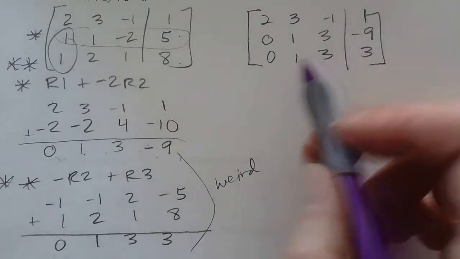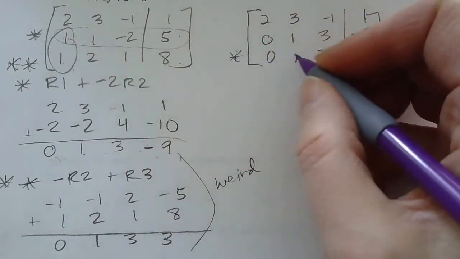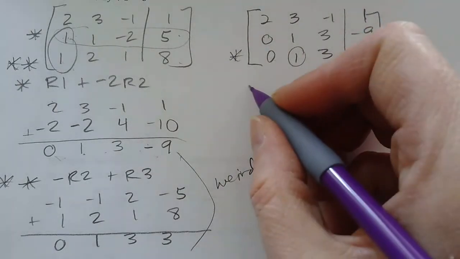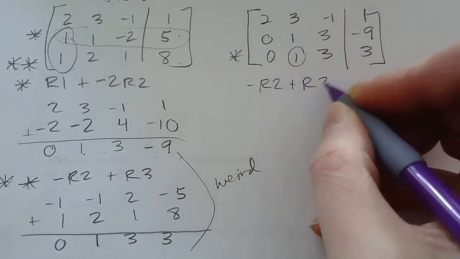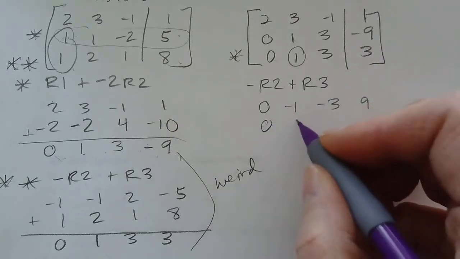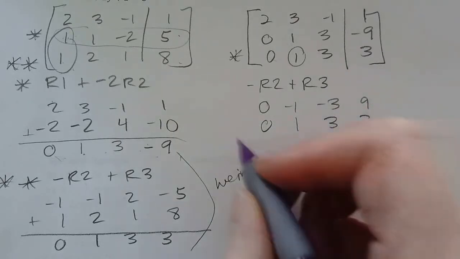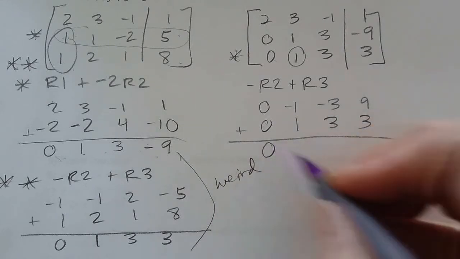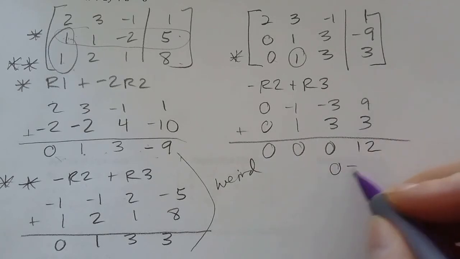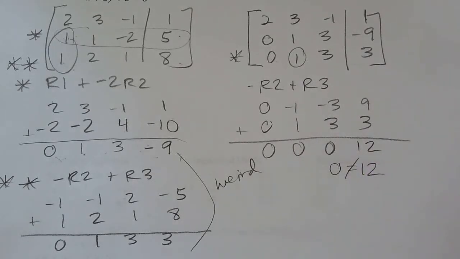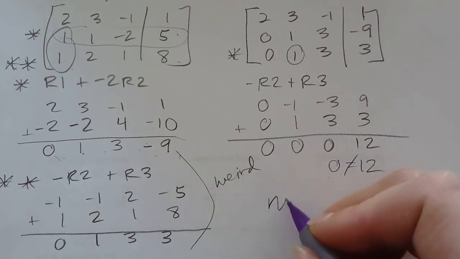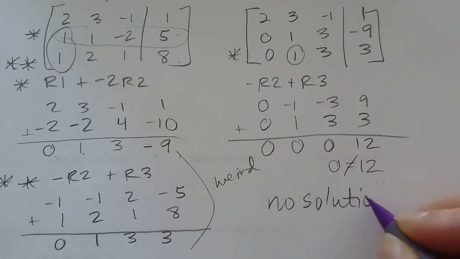So I am going to go ahead and look to cancel in the last row. We would really want this 1 to go away. So we'll go ahead and do that. So I'm going to do negative row 2 plus row 3. So 0, -1, -3, 9, 0, 1, 3, 3. So just like I said, when I add these together, I get zeros everywhere except on the other side of the equal sign. So this is like saying that 0 is equal to 12, and that is not true. So because we cannot have something like 0 equals 12, just like before, when we work with systems, it's no solution.